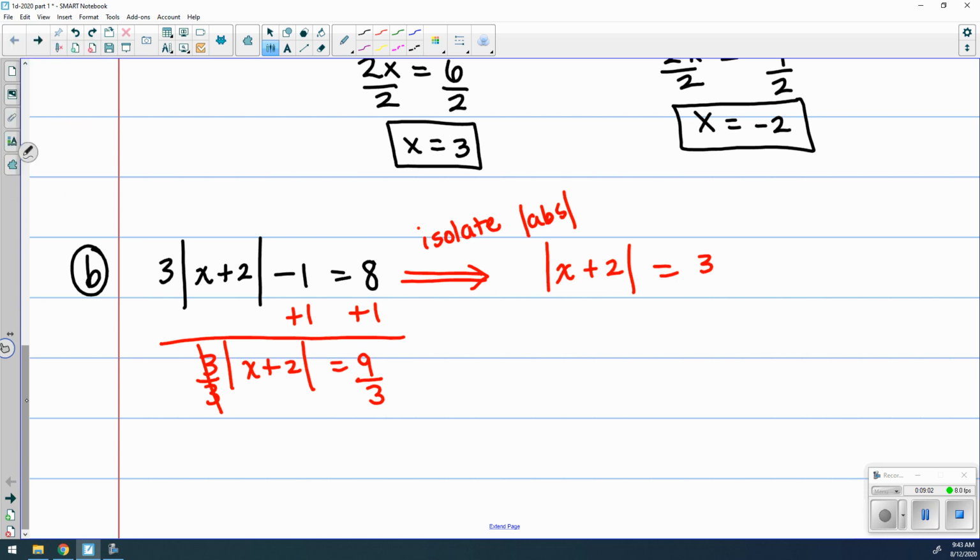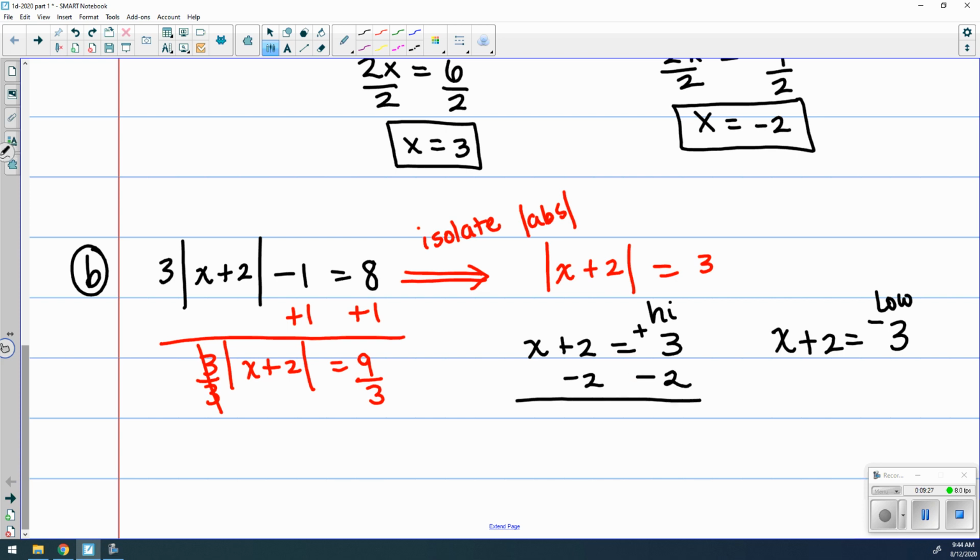So central value is x plus 2. I need to consider going 3 units on the high side or 3 units to the right on the number line. I also need to consider going 3 units on the low side or 3 units to the left on the number line. So with absolute value, remember, you're always going to have 2 solutions. Your math, your steps will be similar, but your solutions will be quite different.